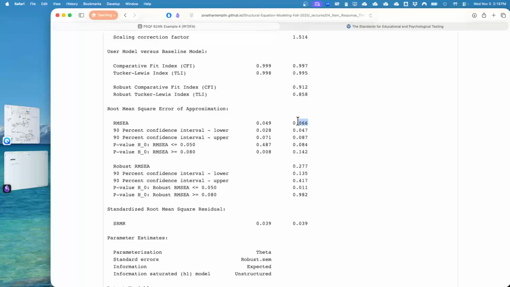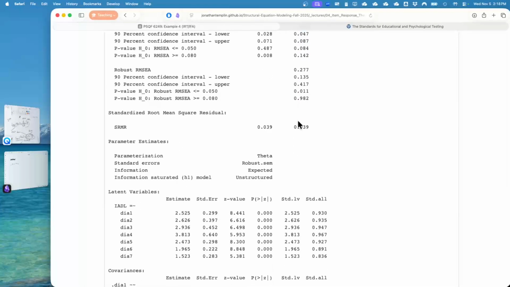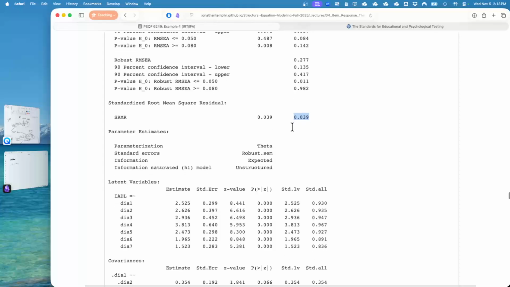I'm not sure. I'm not entirely sure. So, yeah, that would make a huge difference. Agreed. But standardized, so we can just keep going. The standardized root mean squared residual, same as we saw before.